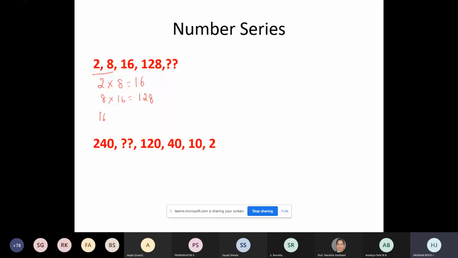So 16 into 128. So that is 2048. So the next element is 2048.